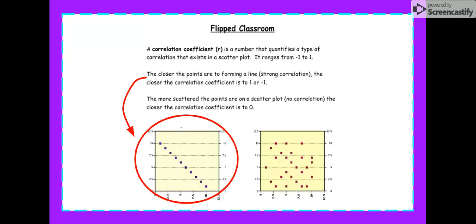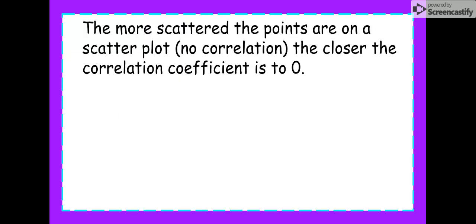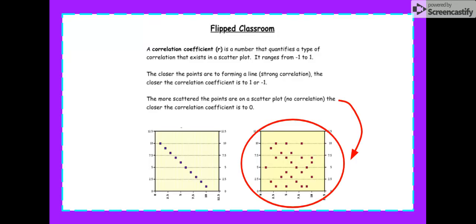So we're going to look at the first one. Since that particular scatter plot is going in a negative direction and it's in a perfect line, we're going to give this scatter plot a correlation coefficient of -1. Now, the more scattered the points are on a scatter plot, the closer the correlation is to 0. So that would mean no correlation at all. If we look at the other scatter plot, there is no direction that's discernible. So we would give this scatter plot an R, or a correlation coefficient, of 0.